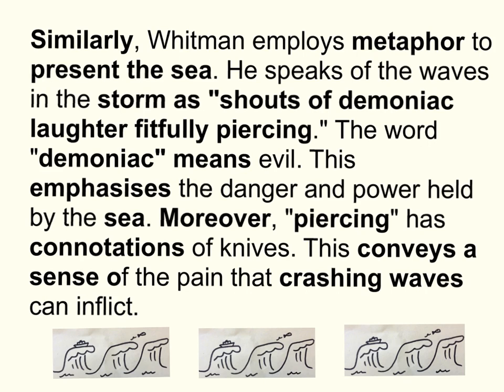And here's the comparative paragraph. I'll read it out. I won't do too much explanation on this. If you wish, by all means, think about why I've put certain bits in bold. I'm marshalling your attention to tricks to secure the highest grades. What are those tricks? Similarly, Whitman employs metaphor to present the sea. He speaks of the waves and the storm as shouts of demoniac laughter, fitfully piercing. The word demoniac means evil. This emphasises the danger and power held by the sea. Moreover, piercing has connotations of knives. This conveys a sense of the pain that crashing waves can inflict.